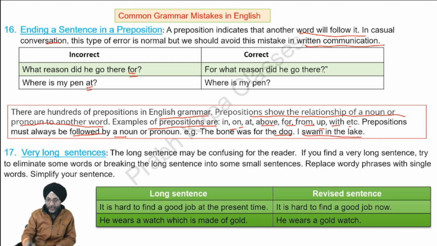I swim in the lake. Lake. 17th, very long sentences. Sometimes when we are talking or writing something, we use very long sentences.